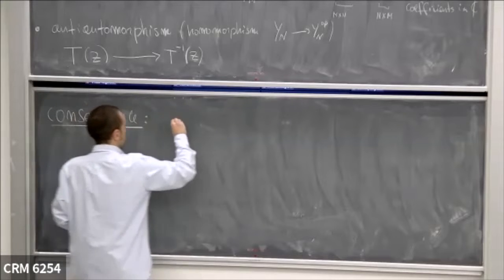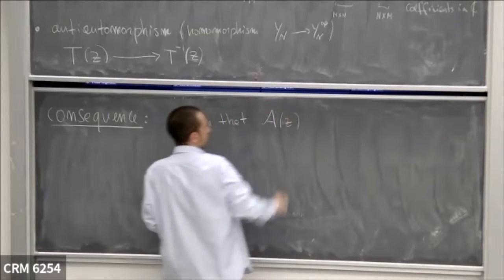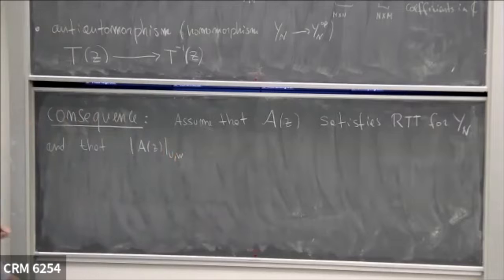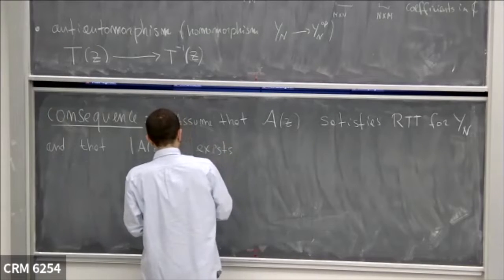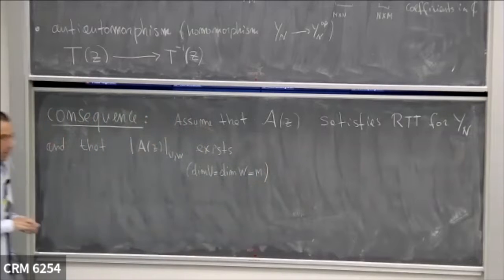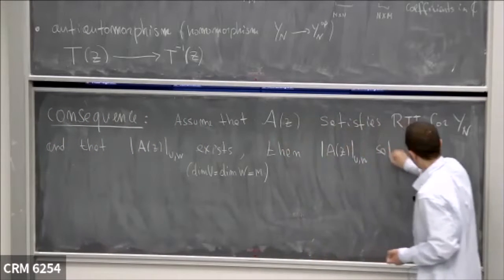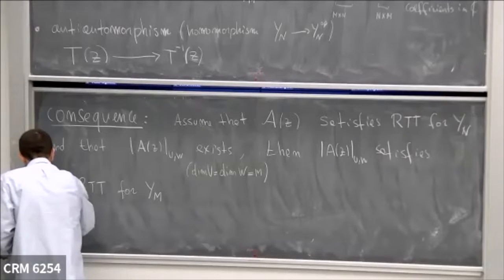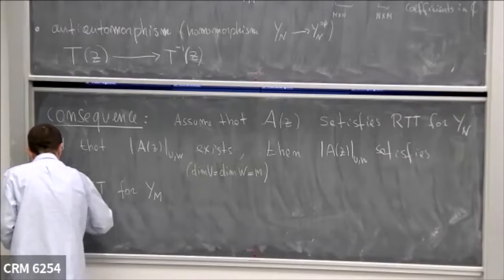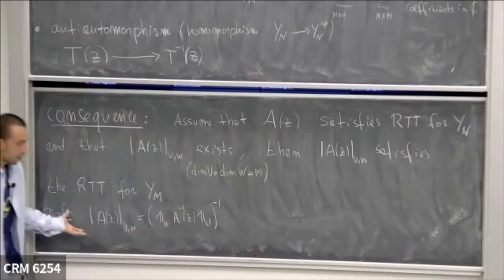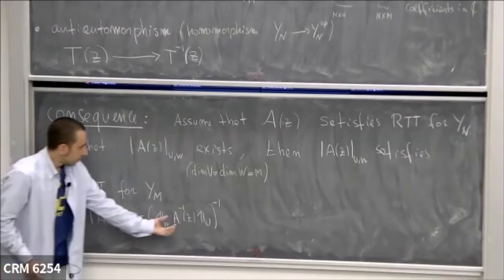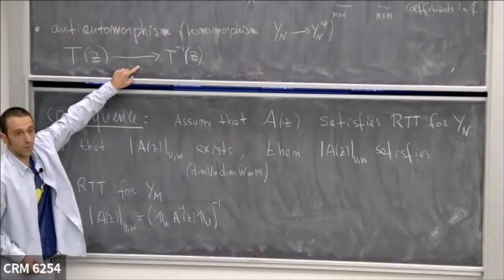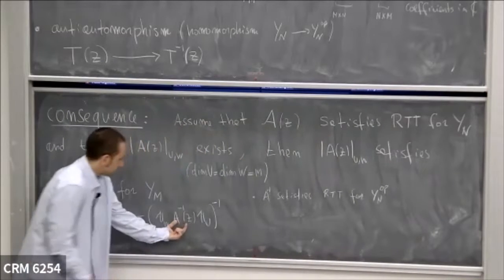So as a consequence, let's assume that a certain operator A satisfies the RTT relation for some Yangian, and that this quasi-determinant is defined, exists. And let's say that U and W have the same dimension M, then this quasi-determinant satisfies the RTT for Ym. Let's try to give a proof of this. It's just a simple observation. Let's start from the inner part. This is the definition, and we are assuming it makes sense. So A satisfies the RTT for Yn, then A inverse satisfies the RTT for Yn with the opposite product. This is our first step.